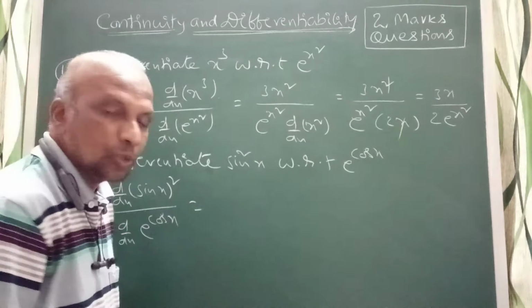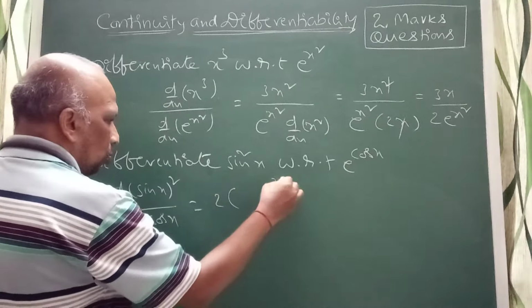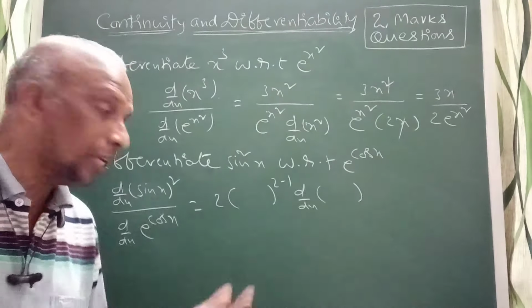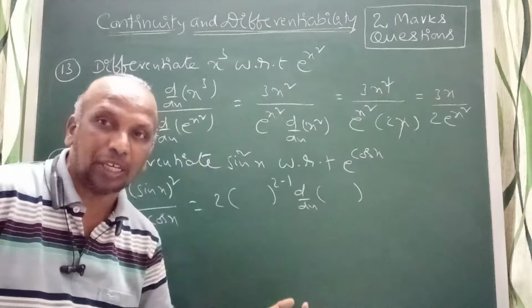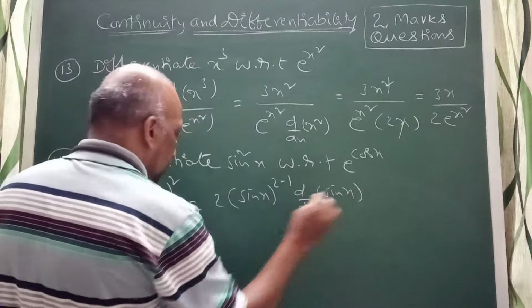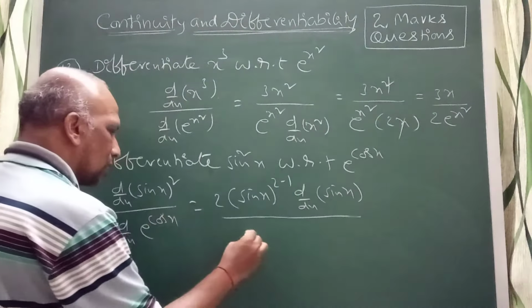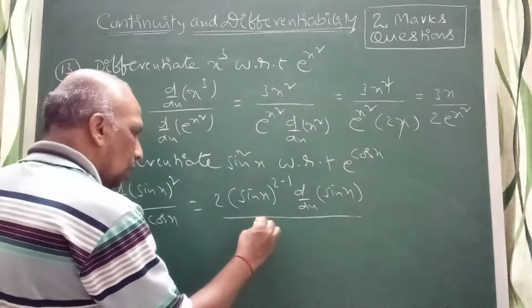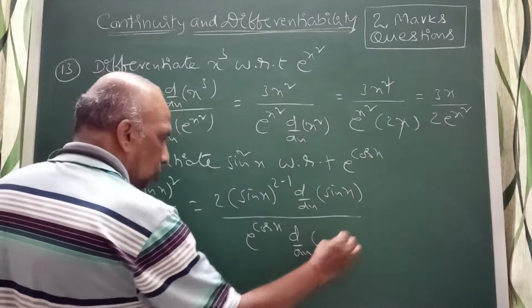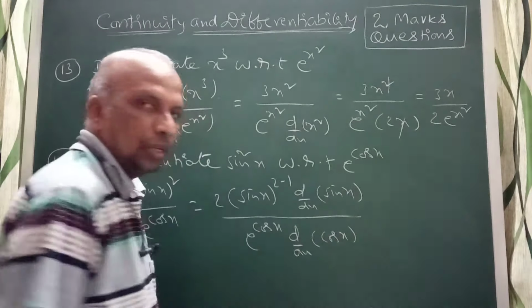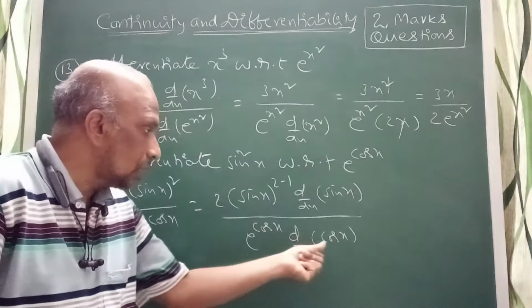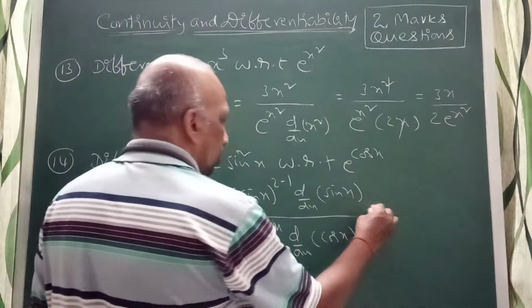So derivative of sin x whole square is 2 into sin x whole power 2 minus 1 d by dx of sin x. Why? Because like x power n, derivative of x power n is n into x power n minus 1 d by dx of x. But in the place of x we have sin x, by e power cos x. So derivative of e power x is e power x only. E power cos x. In the place of x we have cos x, so d by dx of cos x. E power x means e power x only. Derivative of x will be 1. Since it is cos x, d by dx of cos x, I will get this one.